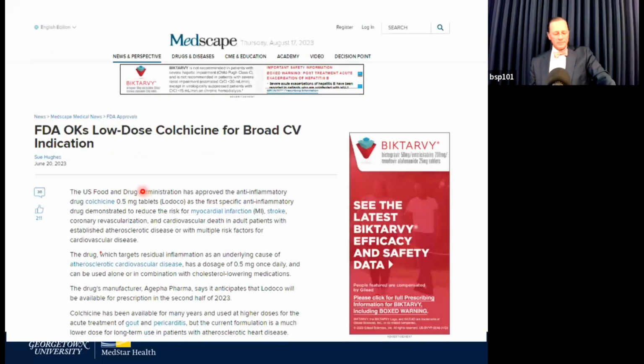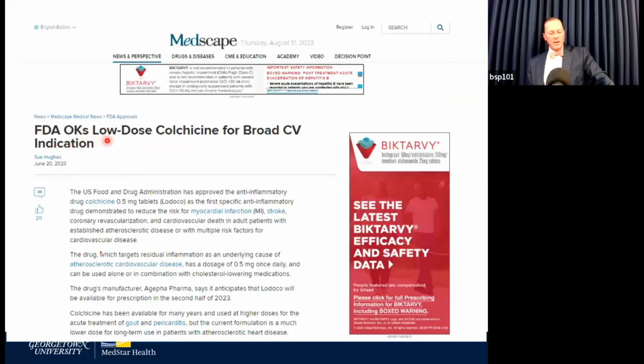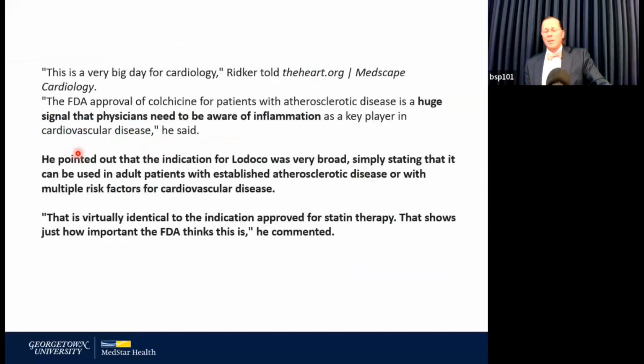June 20th, 2023. FDA okays low-dose colchicine for broad cardiovascular indication. And in fact, less than 2 months ago, the FDA approved colchicine for cardiovascular prevention. These are comments from probably the preeminent research physician in the country on inflammation and cardiovascular disease. Paul Ridker writes that this approval is a huge signal that physicians need to be aware of inflammation as a key player.